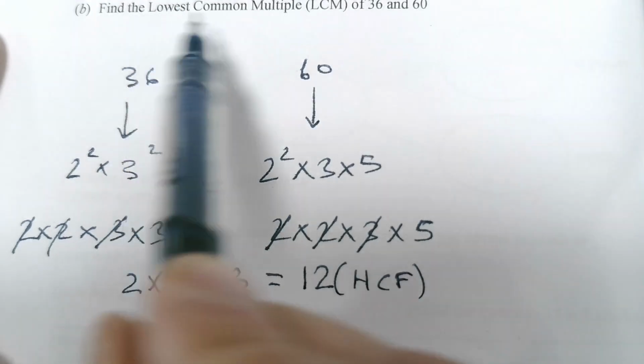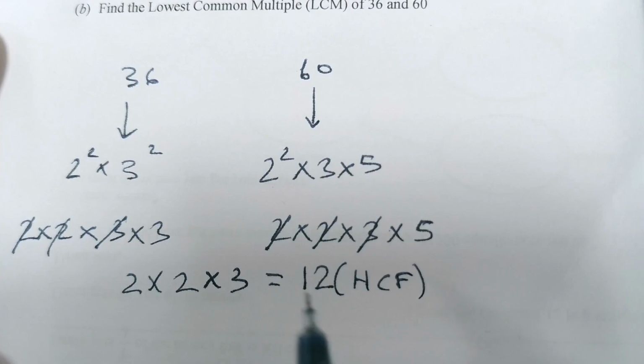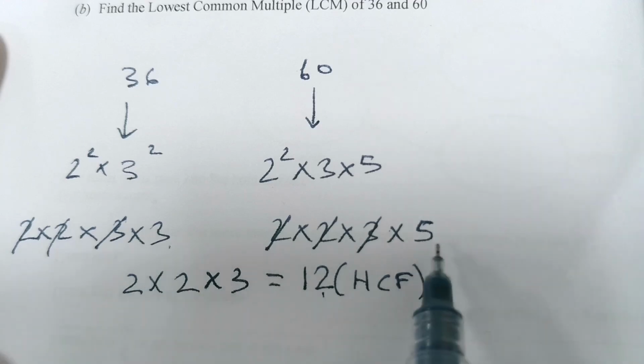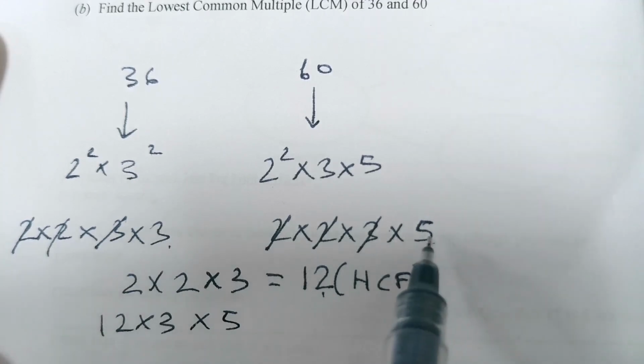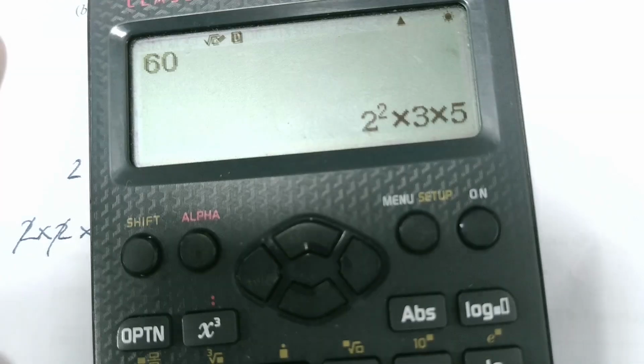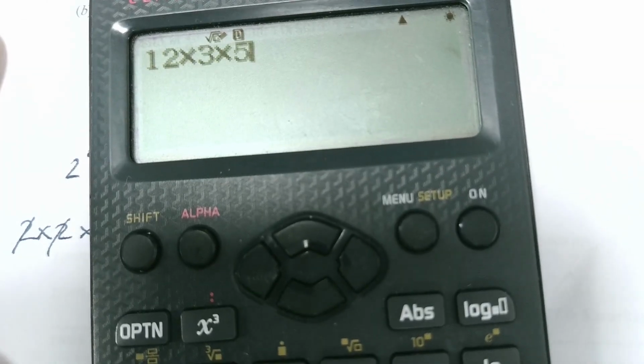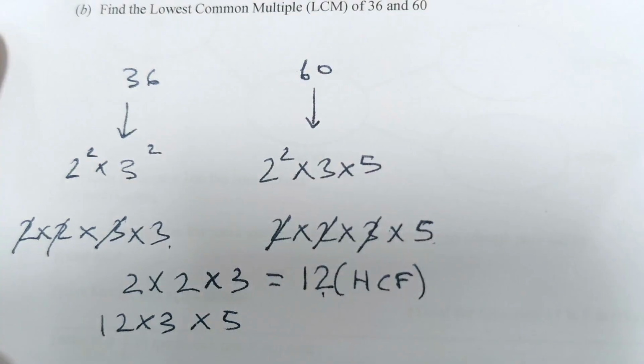But they want the lowest common multiple, so what we now need to do is take our answer 12 and multiply it by any number I didn't cancel out. So 12 times 3 times 5. I didn't use that or that. So that's going to be 12 times 3 times 5, which is 180.